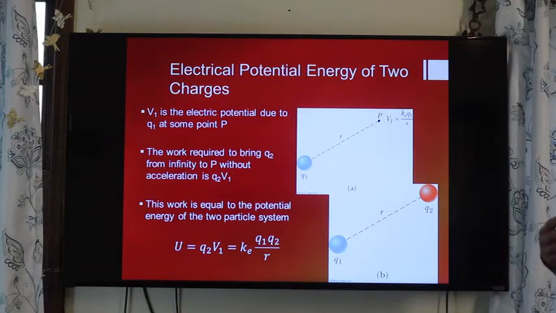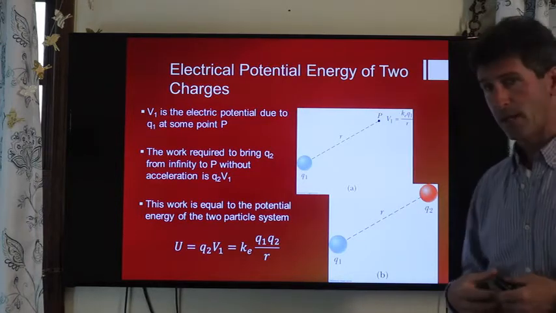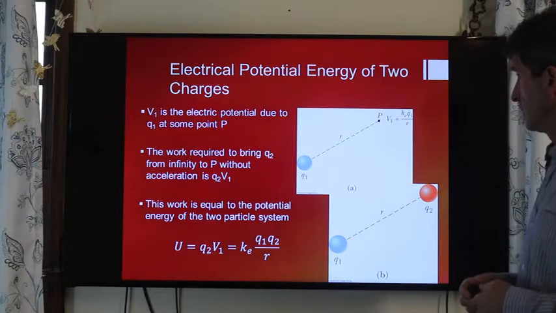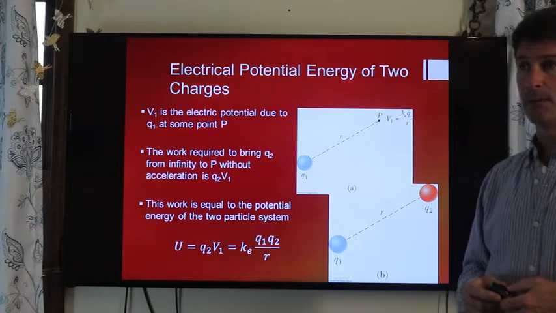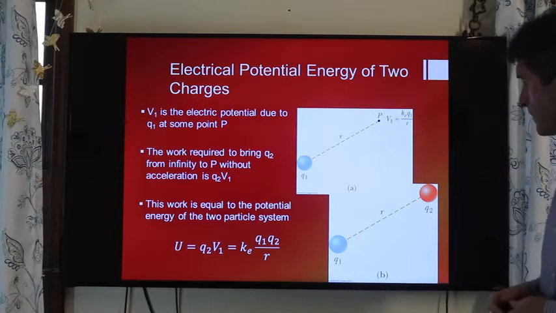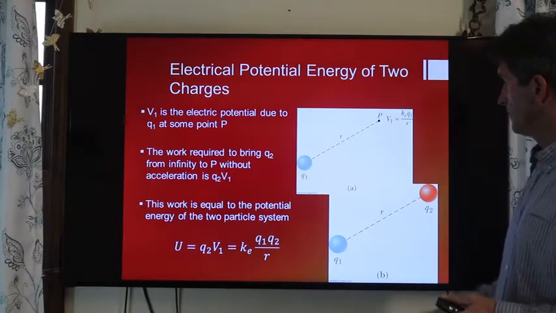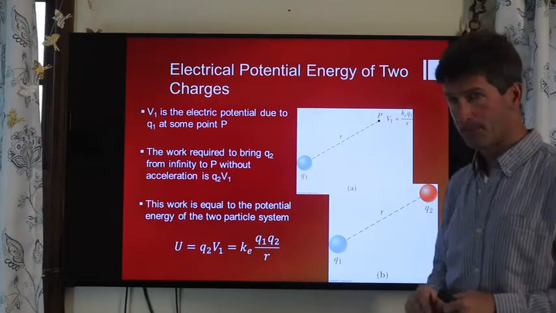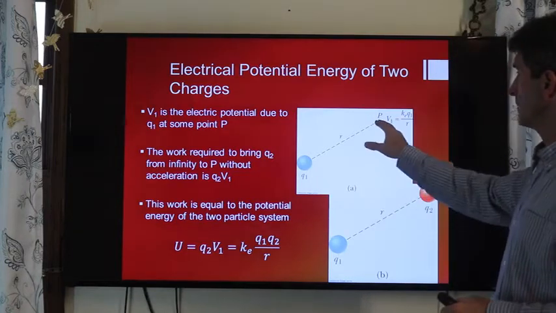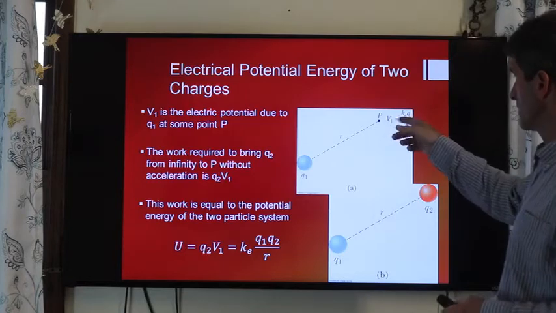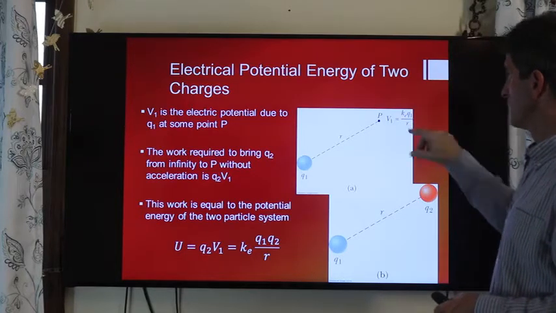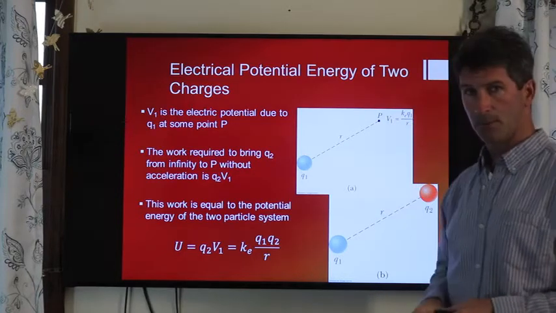Again, if we have more than one charge, we have to talk about the potential as being basically a summation of both contributions. So let's take a look at this charge Q1. It produces a potential at point P of V1. V1 is equal to k_e Q1 divided by r, the distance to point P.